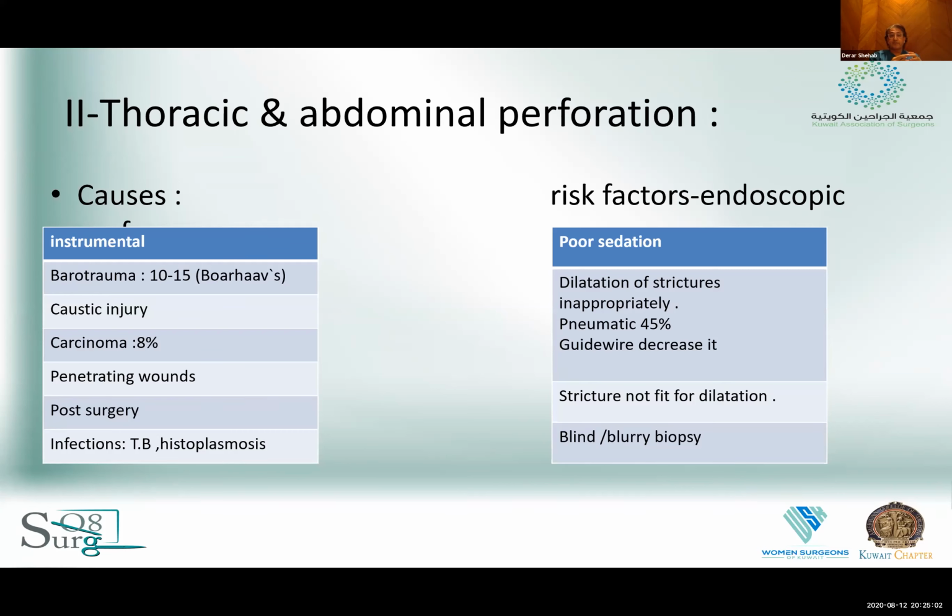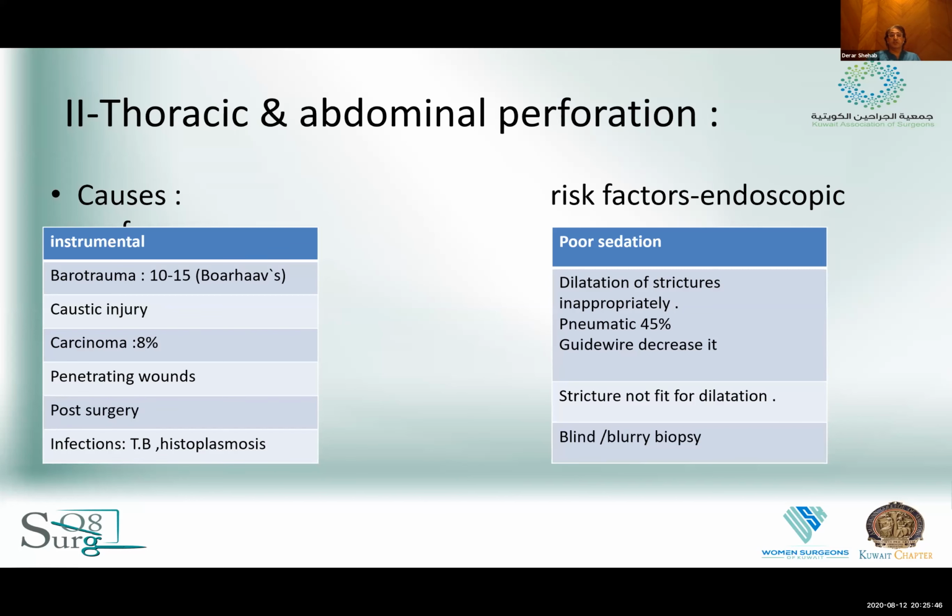The risk factors in endoscopy that may increase the risk of perforation are again more or less the same as cervical: if you have poor sedation, or the endoscopist is not following the lumen, or the endoscopist is dilating the strictures inappropriately, or trying to dilate non-dilatable strictures. Again, if biopsies are taken blindly, it's a risk factor for perforation. So whatever you do, try to be as safe as possible when you do an endoscopy, if you are doing endoscopies.